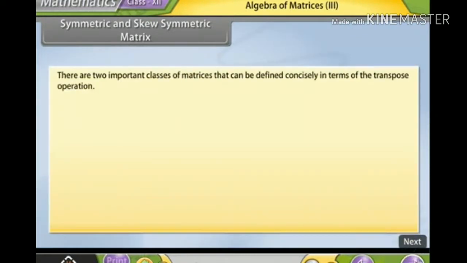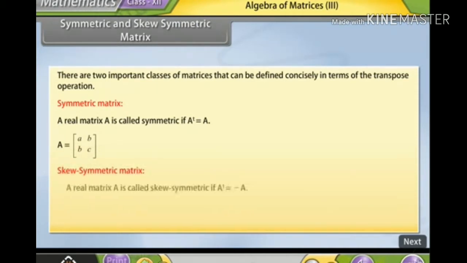Symmetric and skew symmetric matrices. There are two important classes of matrices that can be defined concisely in terms of the transpose operation. Symmetric matrix. A real matrix A is called symmetric if the transpose of matrix A is equal to matrix A. Here, A is a general 2 by 2 symmetric matrix. Skew symmetric matrix. A real matrix A is called skew symmetric if the transpose of matrix A is equal to minus matrix A. Here, A is a general 2 by 2 skew symmetric matrix.